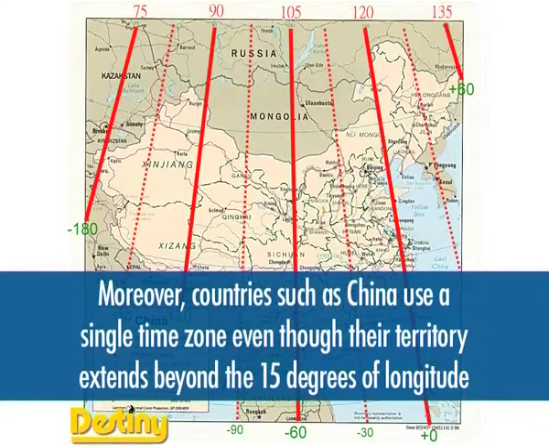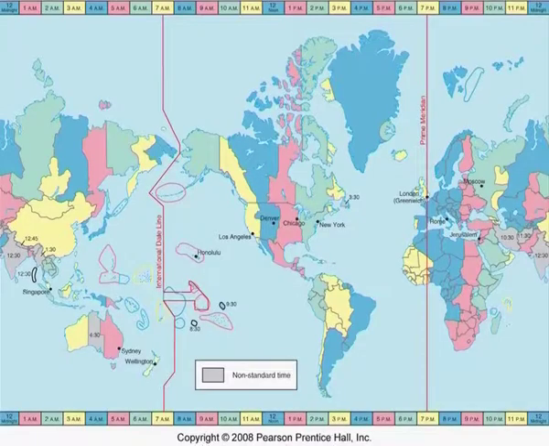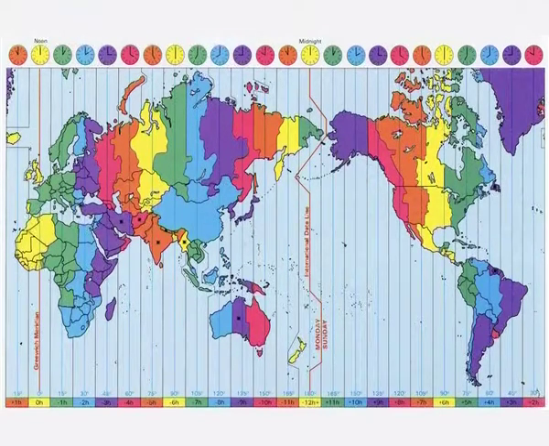Moreover, countries such as China use a single time zone, even though their territory extends beyond the 15 degrees of longitude. Time zones today. Given a 24-hour day and 360 degrees of longitude around the Earth, it is obvious that the world's standard time zones have to be 15 degrees wide on average. It is worth mentioning that some sources claim there are 24 standard time zones, while others say there are 25 time zones. The perspective of the number of time zones depends on the definition of a time zone versus the international dateline.